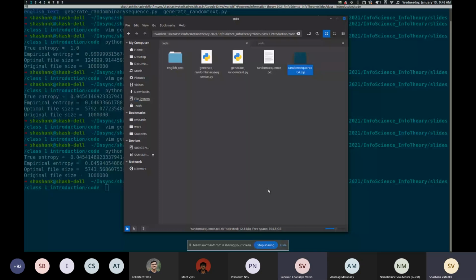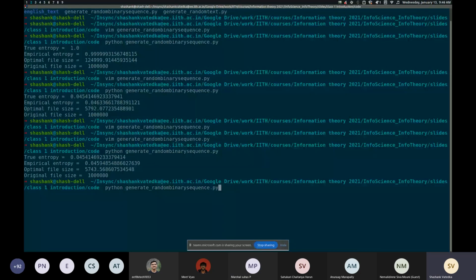Sir, does this symmetry hold for every value? Like if the probability is 0.25 and 0.75, will it have the same size as 0.75 and 0.25? Yes, sir. Yes, it does. So let's do it. Sorry. So yeah.